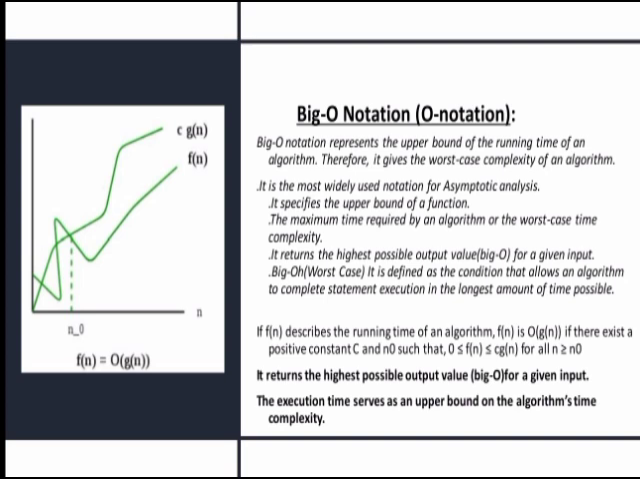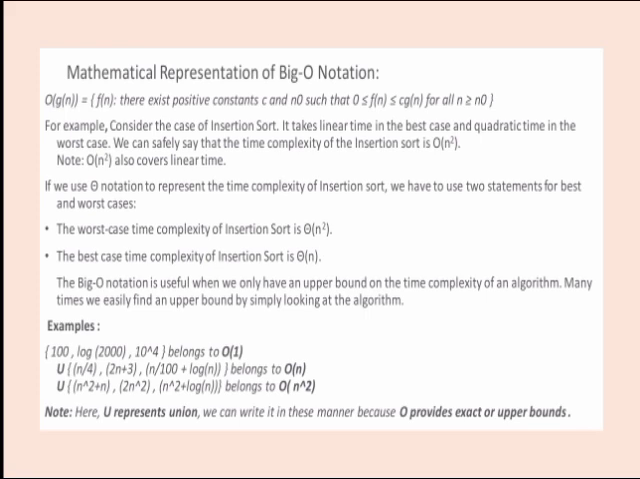In the diagram here, if f of n describes the running time of an algorithm, f of n is big O of g of n if there exist a positive constant c and n0 such that 0 less than or equal to f of n less than or equal to c times g of n for all n greater than or equal to n0. The execution time serves as an upper bound of an algorithm's time complexity. Mathematical representation of big O notation: Big O of g of n equals f of n. There exist positive constants c and n0 such that 0 less than or equal to f of n less than or equal to c times g of n for all n greater than or equal to n0.